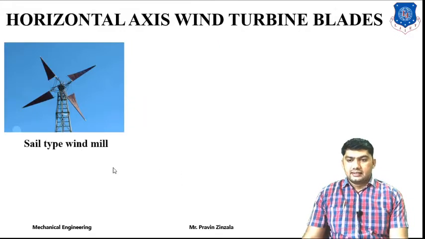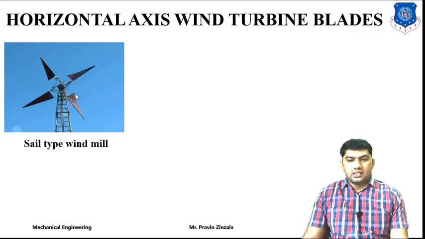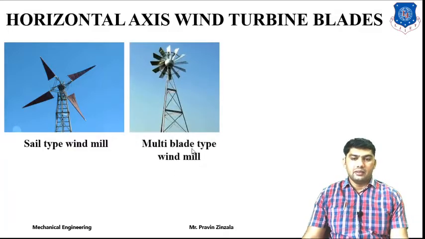Next is the sail type windmill. It is a special type of windmill, and it was also used in the past. Sail type means a metal structure that also uses different materials and cotton in making the windmill. At the root it has the maximum width, and at the tip it has the minimum width. So it's called a sail type windmill.